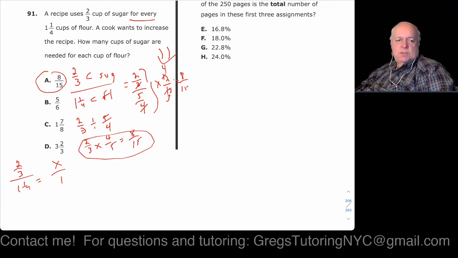Okay. And speaking of sanity check, just to throw that in as part of the discussion of this, if a recipe uses 2/3 a cup of sugar for every 1¼ cups of flour, and a cook wants to increase the recipe, how many cups of sugar are needed for each cup of flour? All right, so there's less cups. So the answer has to be less than 2/3.